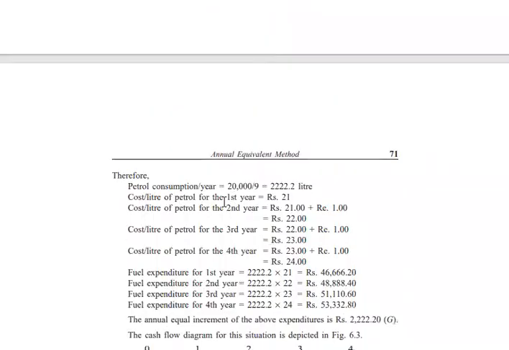So the first year will be 21, the second year will be 21 plus 1, the third year will be 22 plus 1, or else you can say 21 plus 1 plus 1, right? So that will be your third year, and the fourth year will be 23 plus 1, or else 21 plus 1 plus 1 plus 1, which is 24. Okay, so now we have the cost of petrol for the next 4 years. So now we can find the fuel expenditure.